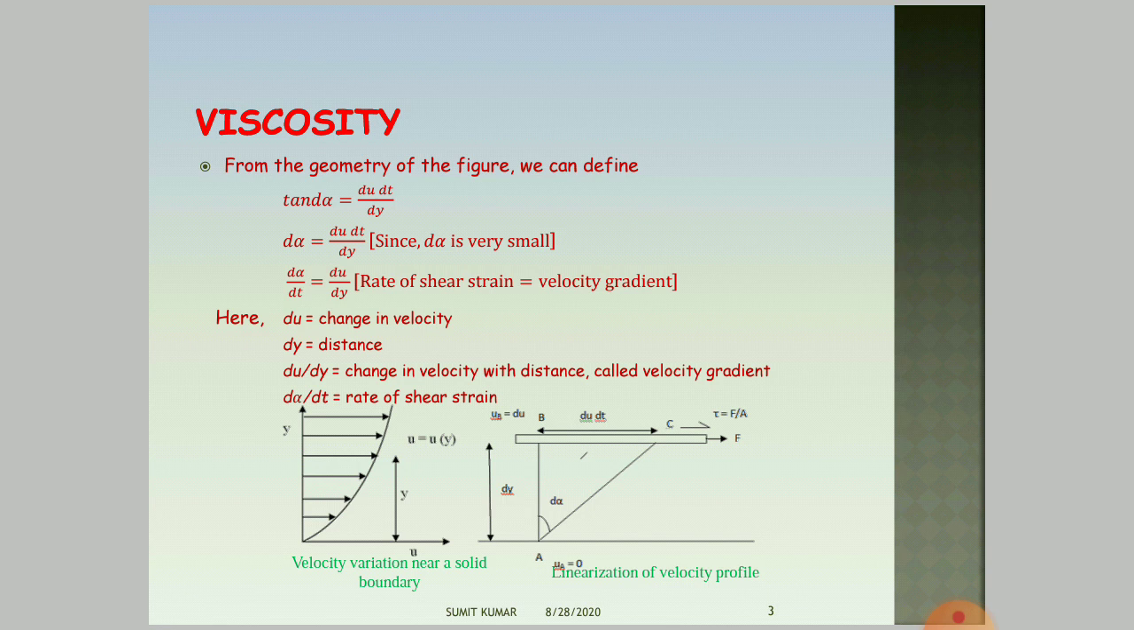Since the angle d alpha is very small, we can write tan d alpha as d alpha only. Further on simplification, we will get d alpha by dt is equal to du by dy, that is, rate of shear strain is equal to velocity gradient.